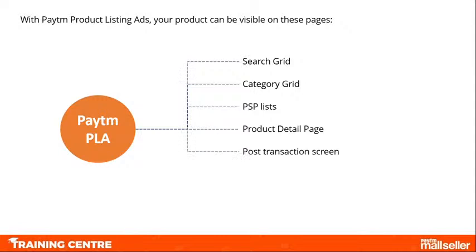Fifth is post transaction screen. Here, the sponsored product ads are placed on post transaction screens, or screens that open up when a customer places an order on paytmall.com. Or we can say that these are the ads placed on the order confirmation page. Sixth is category storefronts. Sponsored product ads which are placed on category stores.